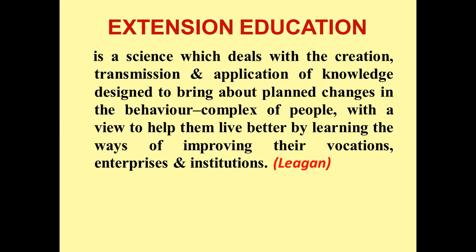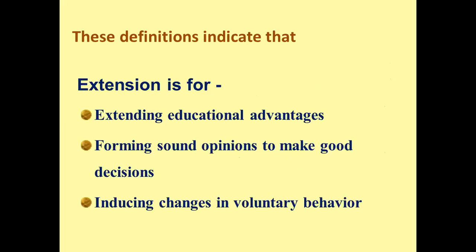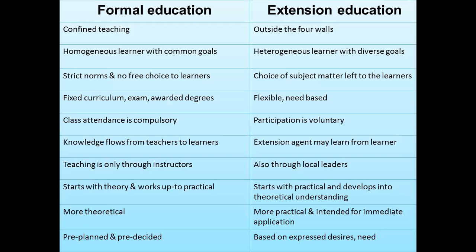Another definition is given by Ensminger: extension is education and its purpose is to change the attitudes, practices, and behavior of the people with whom the work is done. It is a very simplified definition, but you all have to go through all these definitions. These definitions indicate that extension is for extending educational advantages, forming sound opinion to make good decisions, and inducing change in voluntary behavior. Then what is the difference between formal education and extension education?